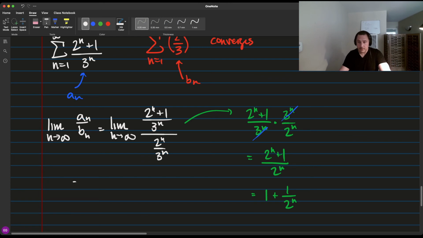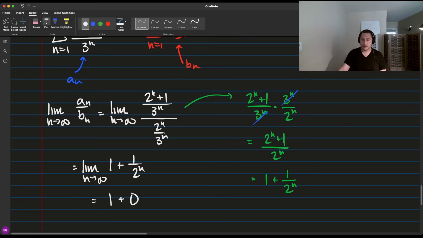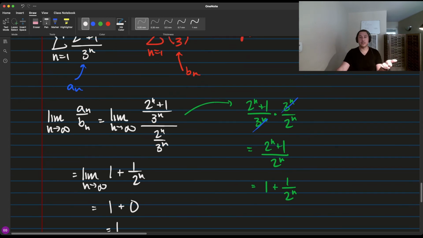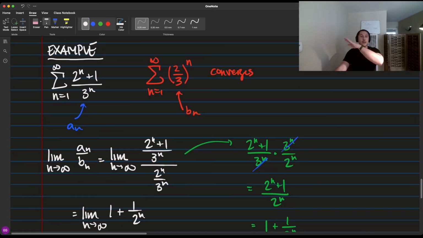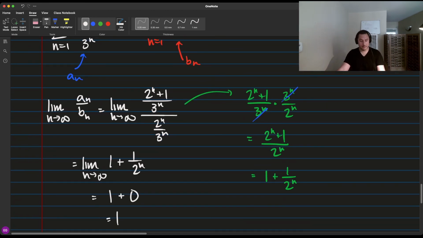So now we can take our limit. This will be equal to the limit as n goes to infinity of 1 plus 1 over 2 to the n. The limit of 1 is just 1. The limit of 1 over 2 to the n as n goes to infinity will be 0. So you get 1, which means our original series converges. Why? Because our other series converges and the limit of the ratio was 1.